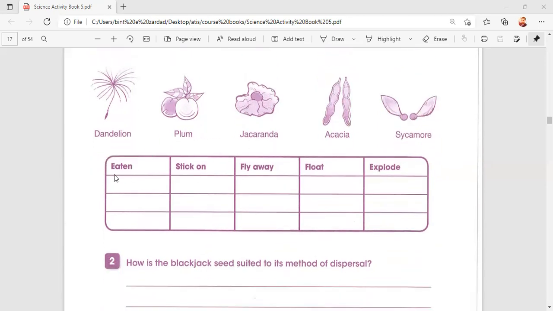So you can write this in the table. Under eaten, we can say palm and lantana. Under stick on, you can write blackjack. Under flying away, you can say dandelion. After this one, sycamore, and jacaranda. Under float, coconut and mangrove. And what about explosion, exploding, or explode? Acacia and impatiens.